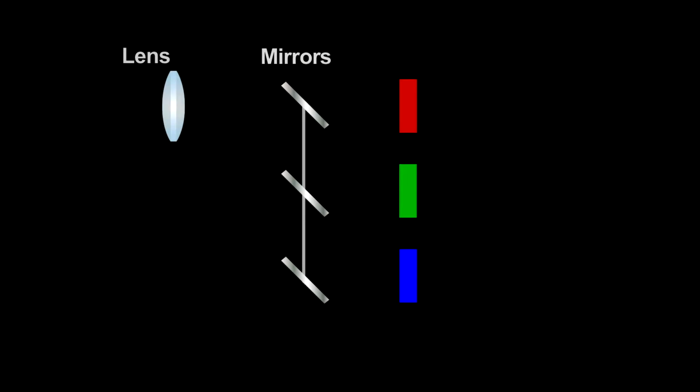Now, one last important question. How do we get color? A CCD only detects total light intensity, which is useful for producing a black and white image. But for a color photograph, we need to separate the entering light into red, green, and blue.